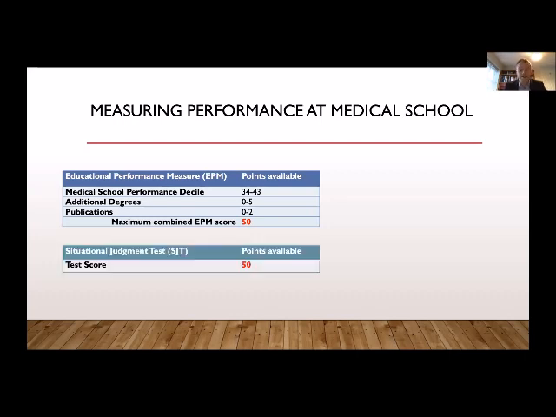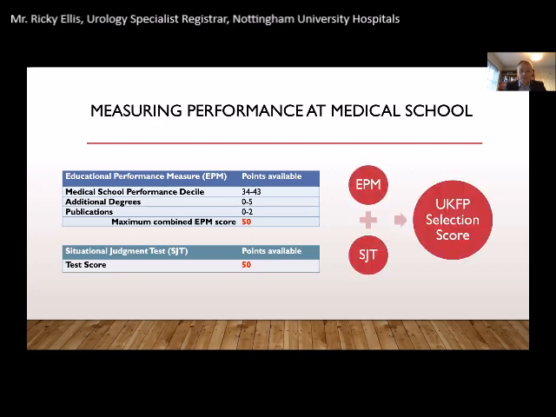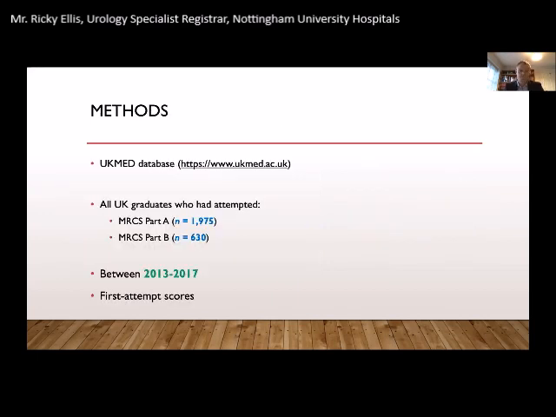This score out of 50 is added to a score out of 50 awarded for performance on the situational judgment test. This is not a knowledge-based assessment, but a test that looks at the attitudes, behaviors, and beliefs expected of day one junior doctors. These two scores out of 50 are added together to give a total UK Foundation Programme selection score of 100. All UK medical graduates are ranked using this score out of 100 for Foundation Programme selection.